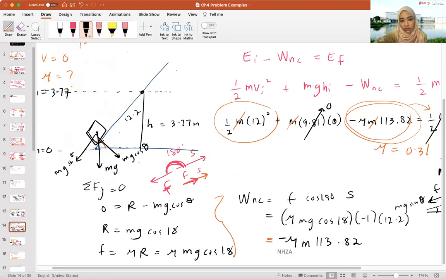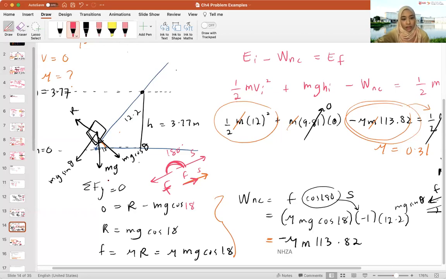I want to find R. Mu R is friction. R is mg cosine theta. Mu R, so mu mg cosine 18. This is 18. Okay, mu mg cosine 18, and then -1 refers to the cosine 180. These are two different things. The cosine 18 comes from the equation we use to find this. So this is 18. Let me put it here so you don't get confused.